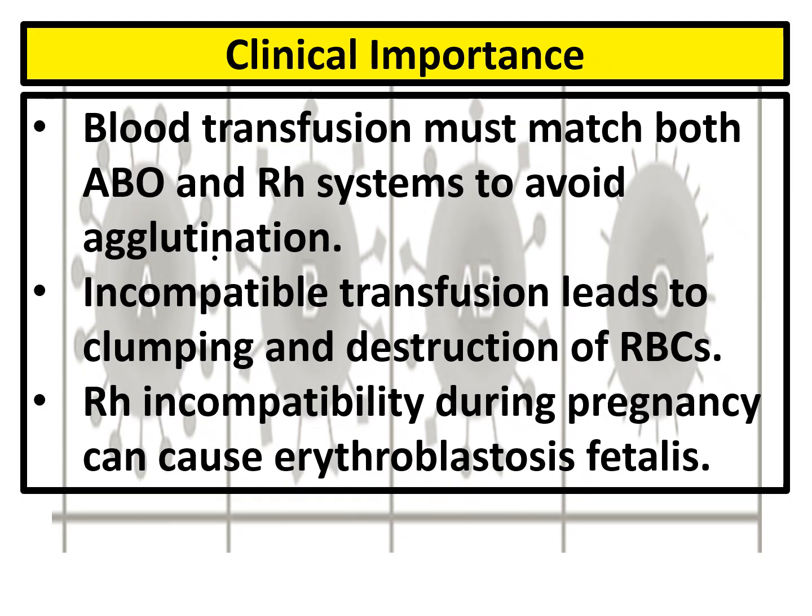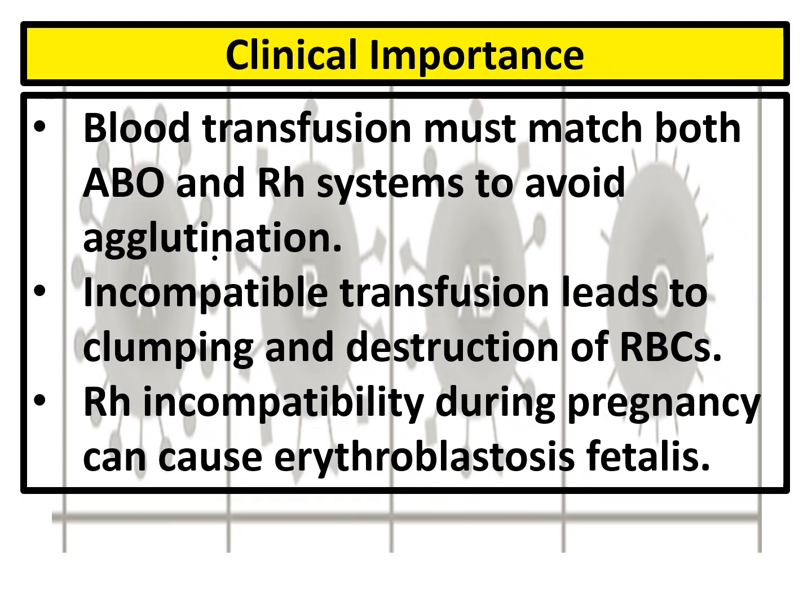It must match both ABO and Rh systems to avoid agglutination. Incompatible transfusion leads to clumping. For example, if a person is A positive, you can only give him O blood group or A positive blood group. If you give anything else, that is called incompatible. Compatible means the same type; incompatible means different. Incompatible transfusion definitely leads to clumping and destruction of RBCs. So it is very, very important to check once or twice before the blood transfusion.